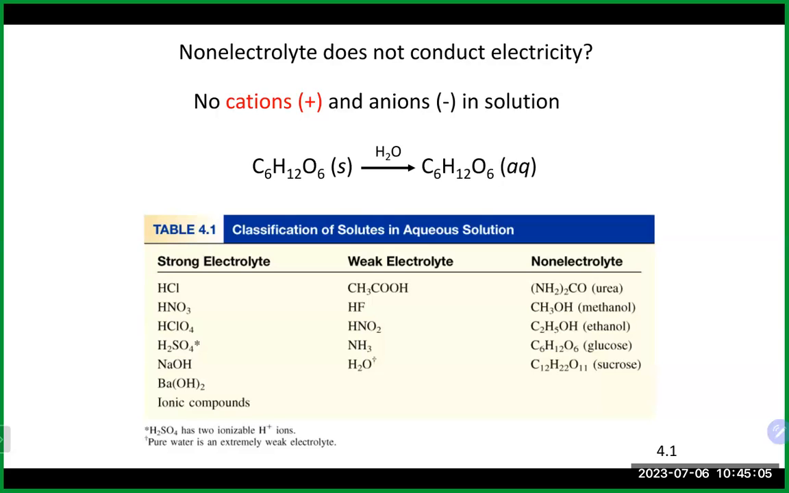This is a table similar to what you have in your book, but here are some strong electrolytes. These are some of our strong acids. These are some of our strong bases, and any ionic compound will 100% break apart.